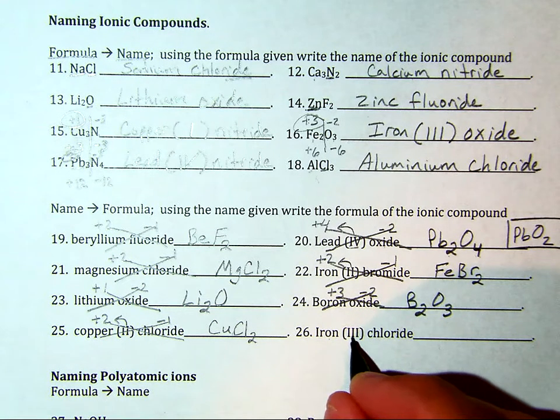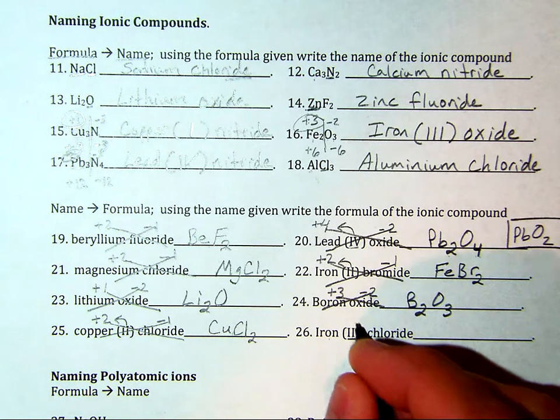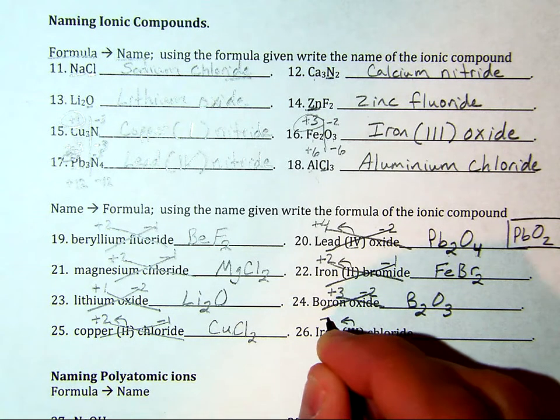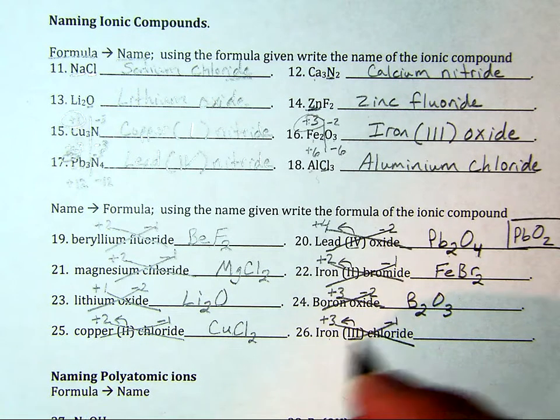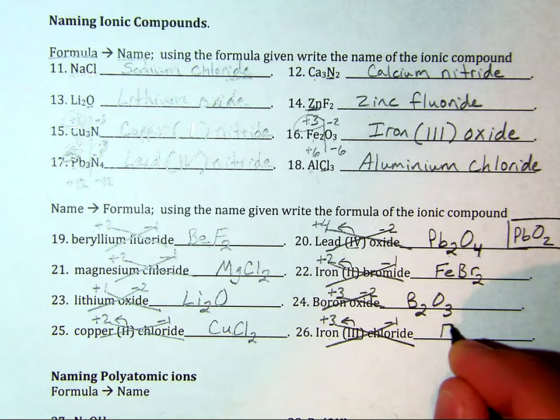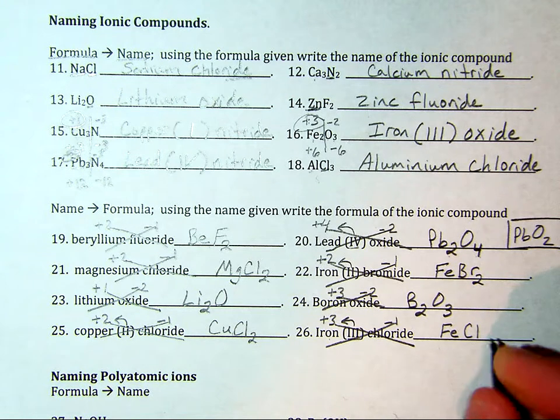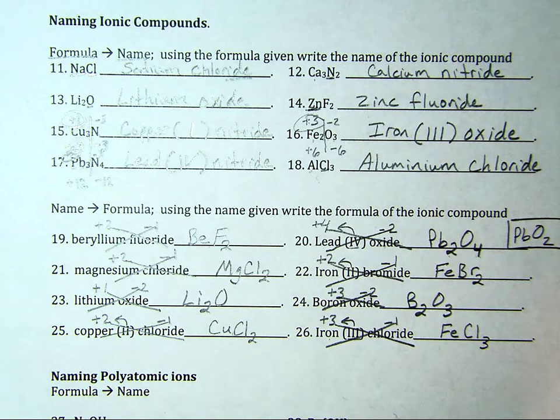26 is iron 3 chloride. Again, this 3 in Roman numerals is telling us the charge is +3. Chlorine is a -1. Crisscross it. Iron is Fe. The 1 goes by it. The 3 comes down by chlorine, so iron 3 chloride is FeCl3. Okay, very easy. Always write the charge above the name and then crisscross it, and it will be pretty easy. Remember to reduce when you have to.